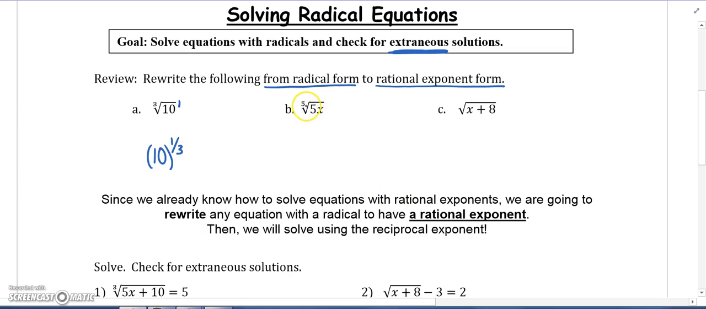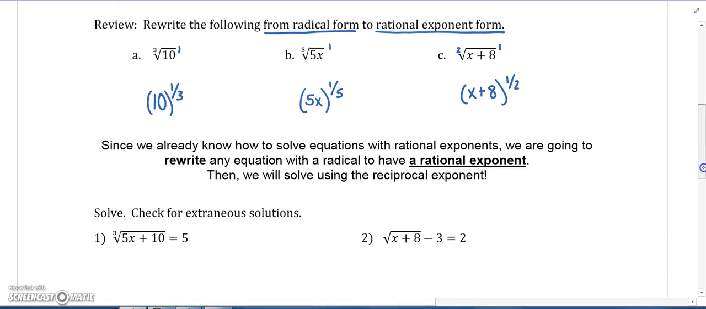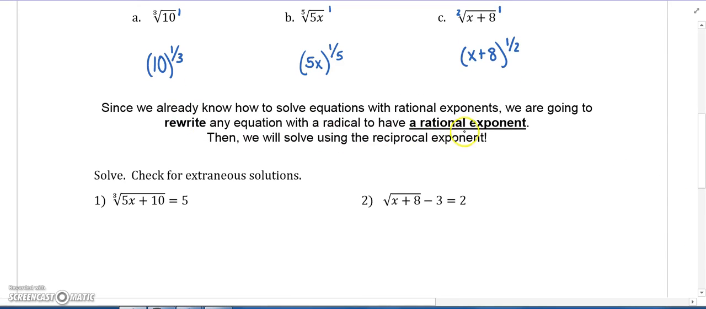For letter B, same thing, the fifth root of 5x. Again, the root is 5, and there's no exponent here, so that means the whole thing is to the first. To rewrite it, that whole 5x, since it's all underneath, is getting the exponent of 1 divided by 5. Last one, letter C, the square root of x plus 8. When it's a square root, remember the root is a 2, and once again, when there's no exponent, it's a 1. So if I wanted to rewrite this, I would put x plus 8 in parentheses and then it would be 1 divided by 2. Exponent divided by root.